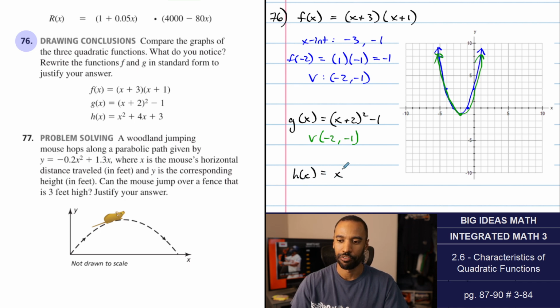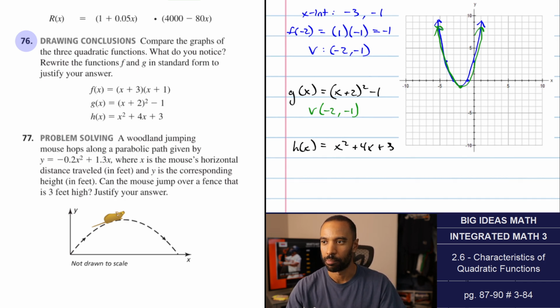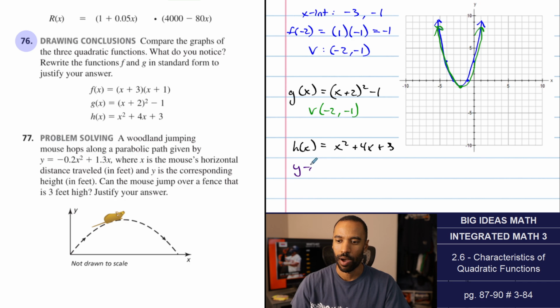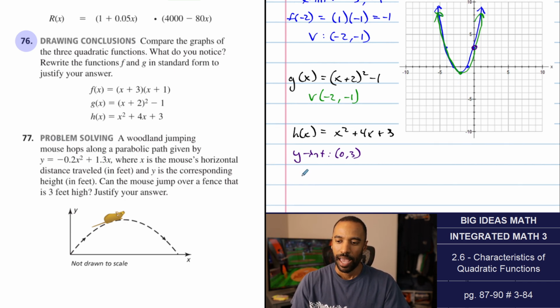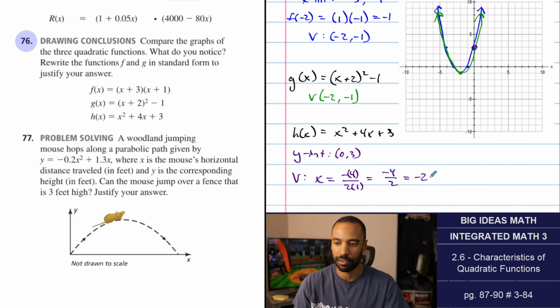h of x, in standard form, is x squared plus 4x plus 3. It's got a y-intercept of 0, 3. Let's do this one in purple. So, right. Oh, look, it's right there. Hey, look at that. And the x value of the vertex is at negative b over 2a, which is negative 4 over 2, which is negative 2.